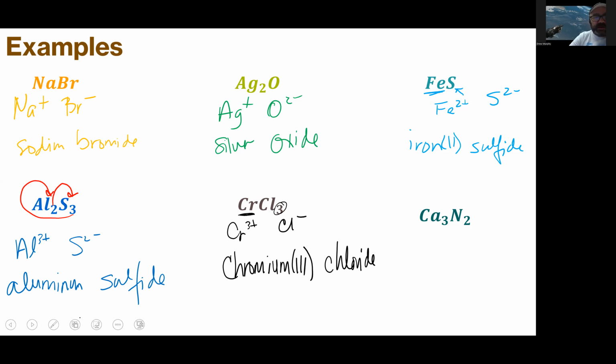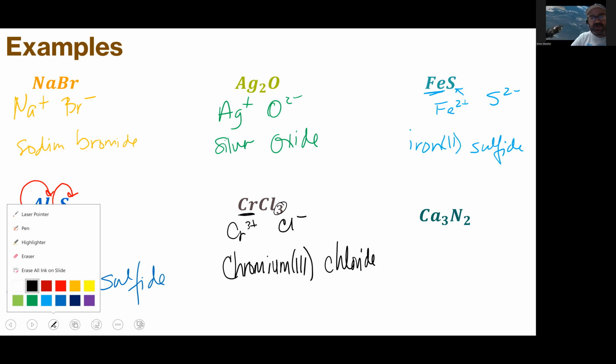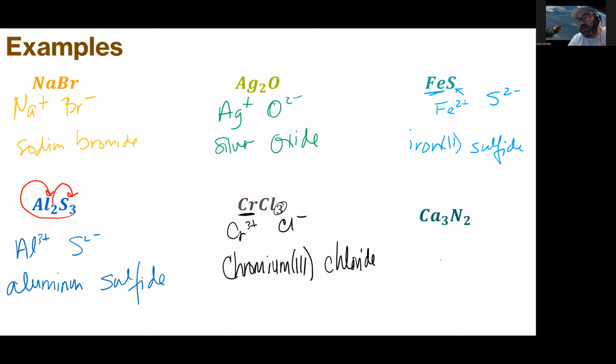Okay. Looks like we got one more. We'll use this color. Okay. So again, we have a 2 and a 3. Let's do the switcheroo again. So this 3 must go on the nitrogen. This 2 must go on the calcium. So this is a calcium 2 plus. And the nitrogen has a 3, so that has to be 3 minus. Calcium has no options, so this is just calcium. And nitride.